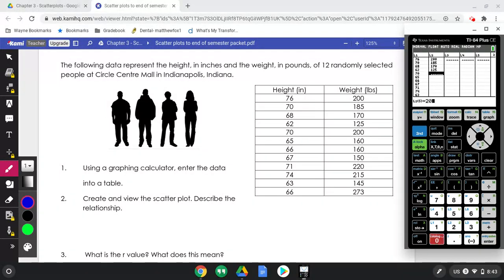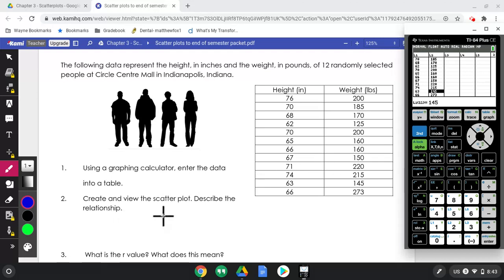And just make sure you're doing it carefully, precisely, so you get the right results. Some of them are going to repeat. That's okay. We had 160 twice in a row. That's fine. Some people have the same weight, and they might even have different heights. That's just how the world works. And then our final one, 273. All right. And so we're done with that step.